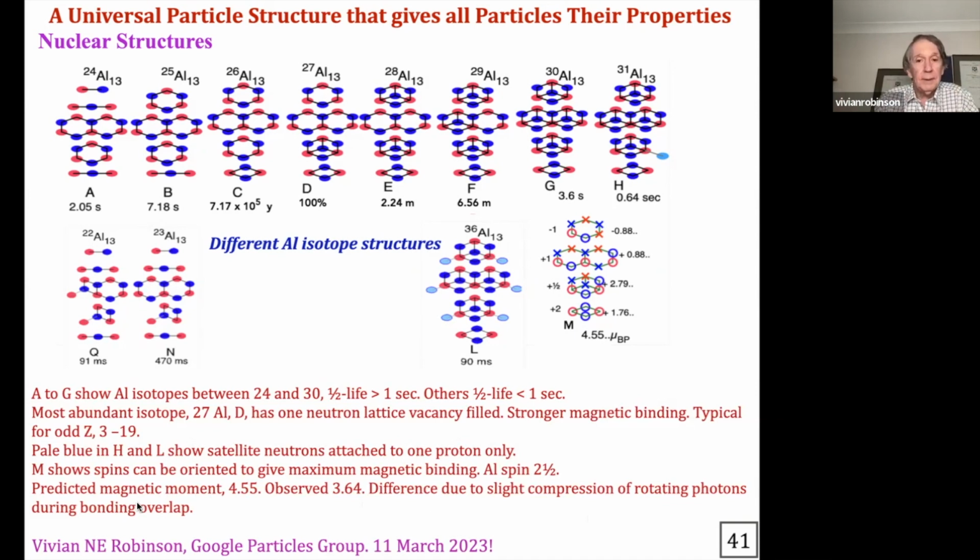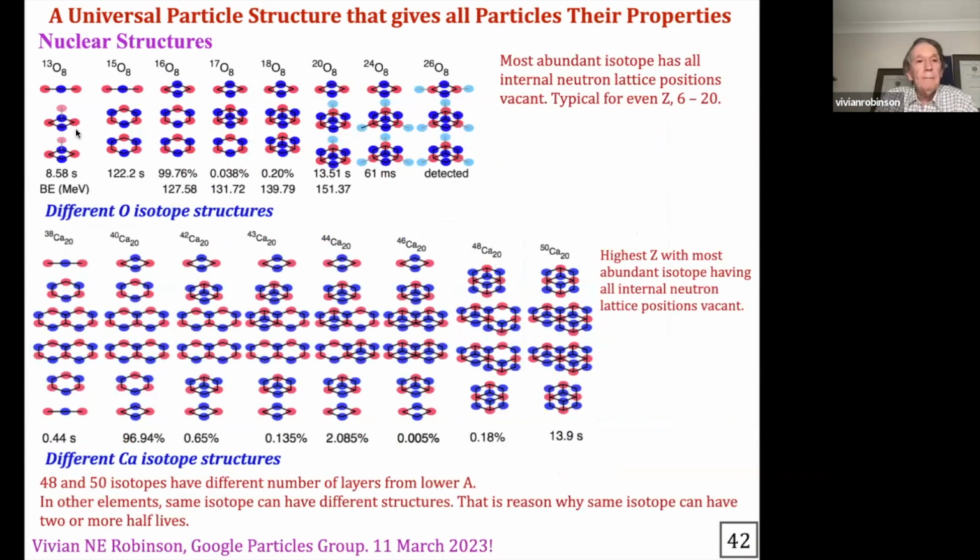But otherwise, that's all. I want to just show you quickly oxygen, and just a couple of other examples. You have oxygen. The most abundant isotope has 2 He there, and these two neutron lattice positions are not filled. The rest of it, again, you can attach protons to, you can attach neutrons to external protons, but the more you attach, the shorter the half-life.